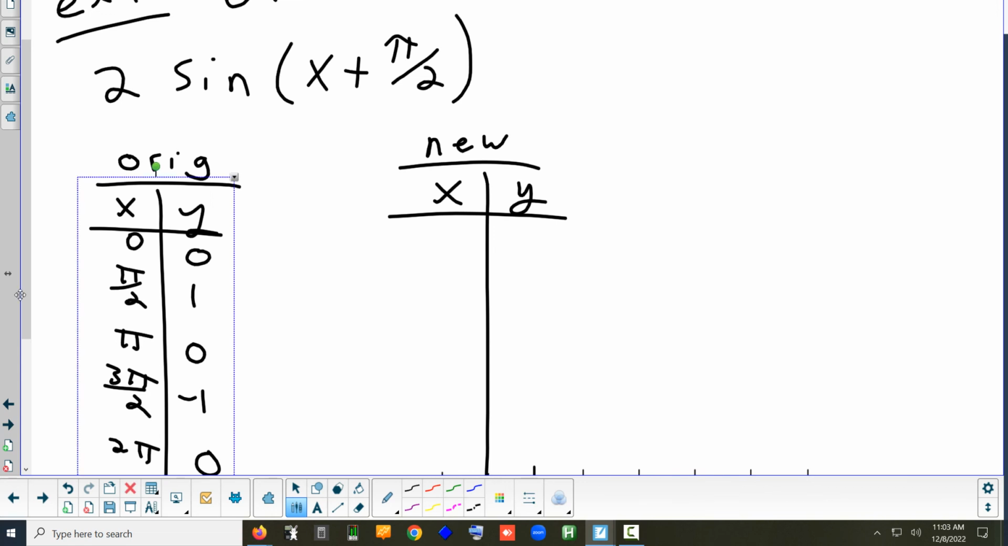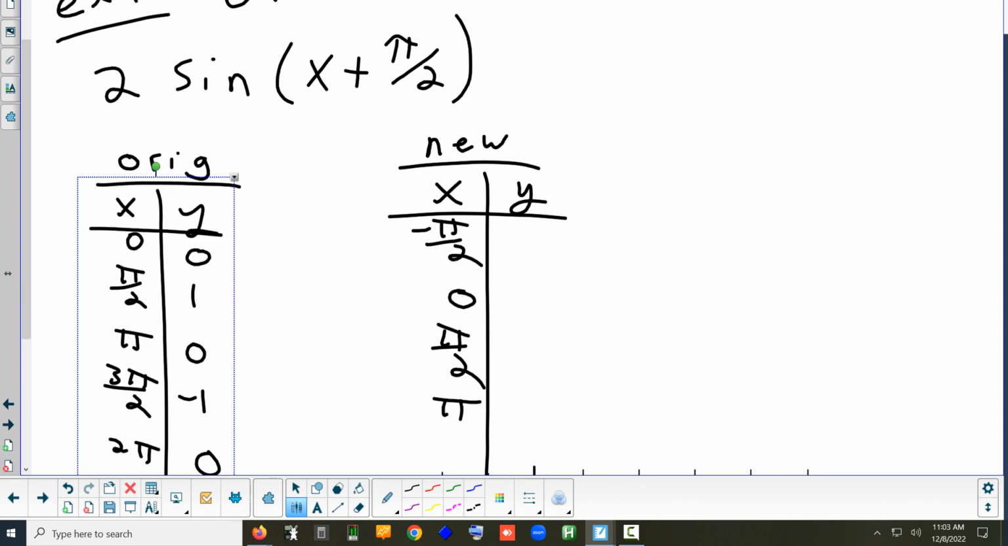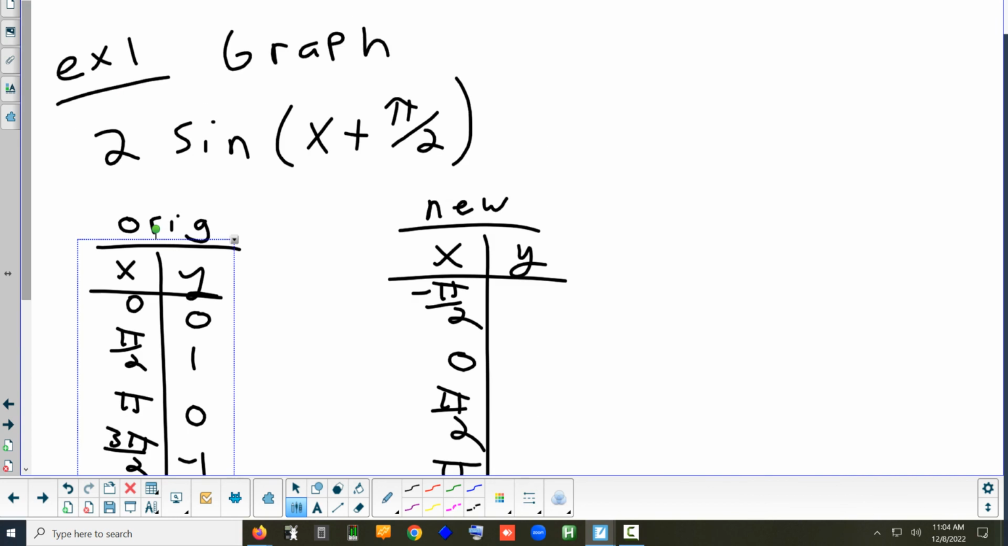Okay, so minus pi over 2 from all your X's. The first one will be negative pi over 2. And the second one? 0. Pi over 2. This one? Pi. And then 3 pi over 2. Okay, any questions on subtracting pi over 2 from all of those? Okay, so that handles this.